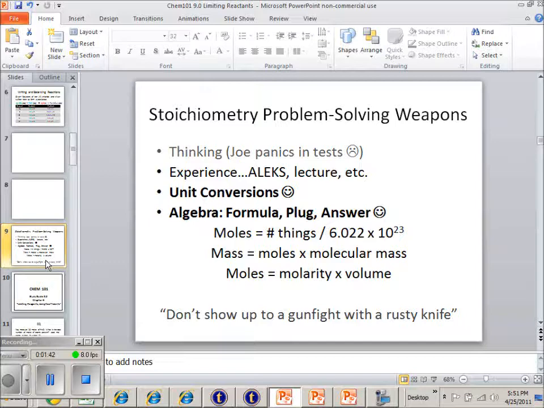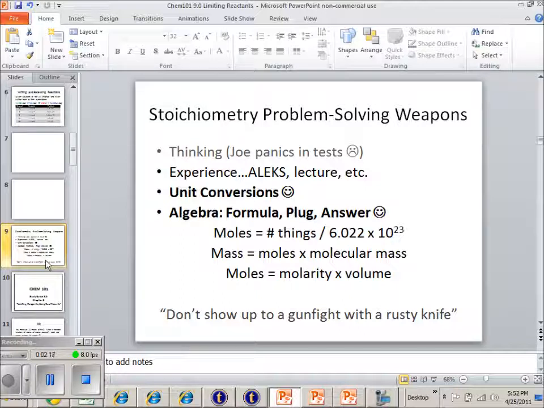We talked a lot about unit conversions and about the algebra way of finding mass, moles, and number of atoms. The way I learned in high school was that you used formula, plug, answer to find what you wanted to find. So if somebody gave you a number of atoms and asked how many moles that was, you'd use that top equation: moles equals number of things divided by the mole number, and that would be your answer.